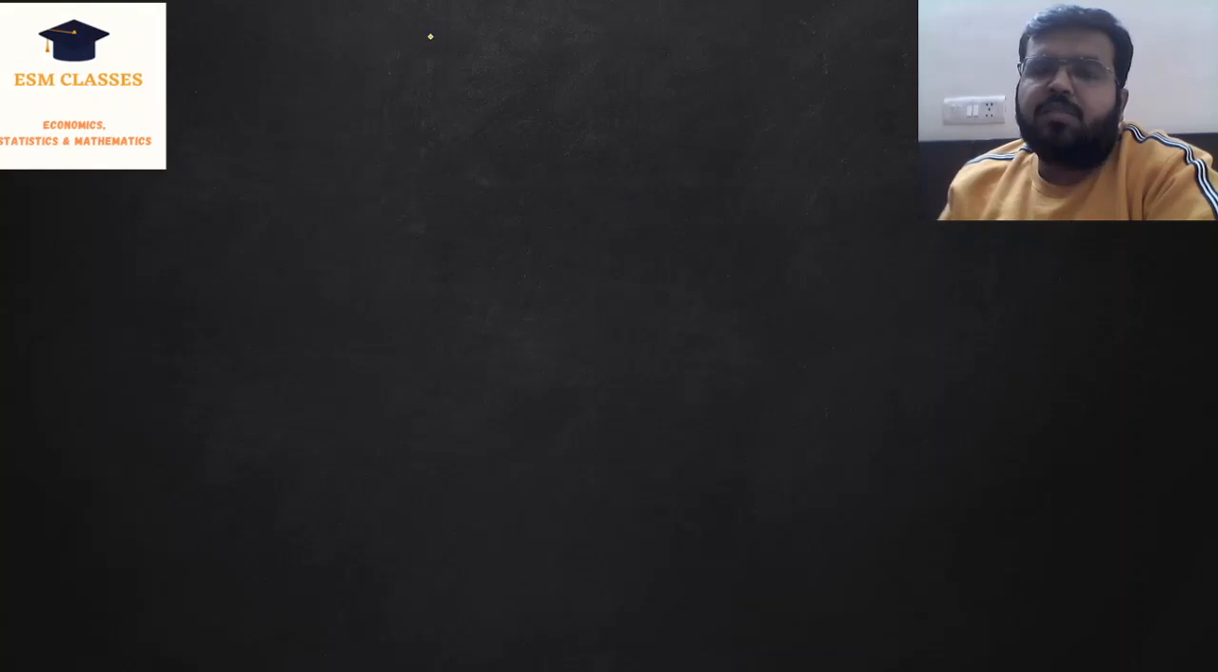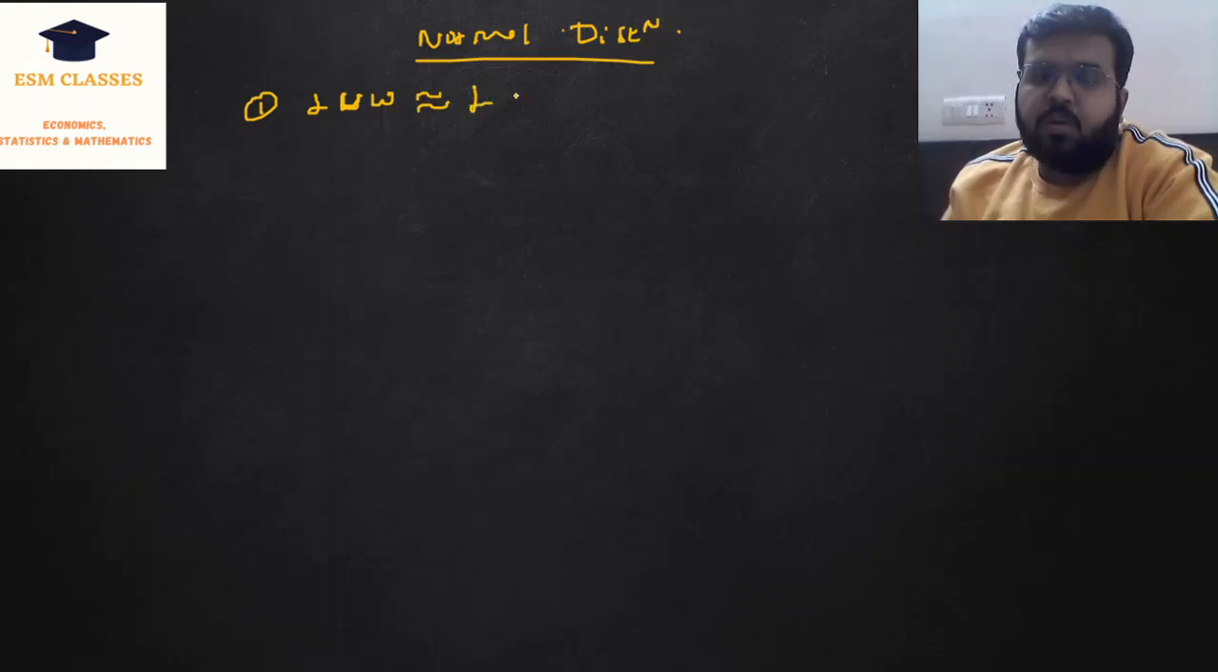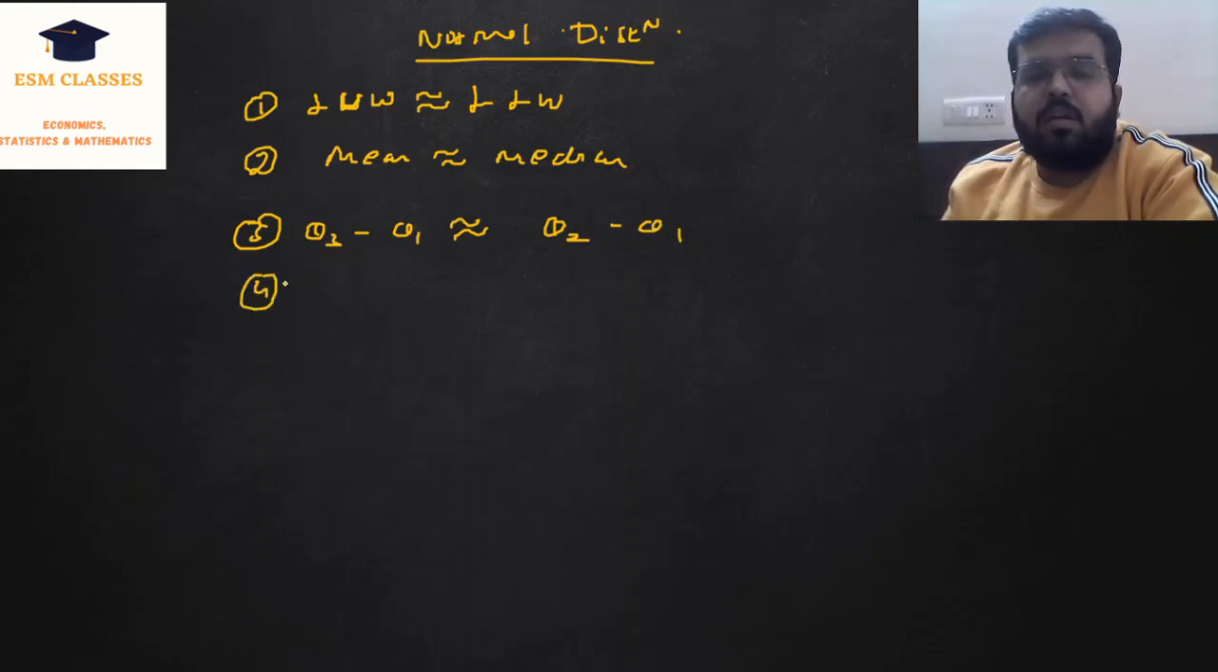Now, in the case of a normal distribution, basically, in this case, we are saying that, number one, approximately the length of the upper whisker is more or less equal to the length of the lower whisker. Again, approximately mean equals median. Approximately Q3 minus Q2 is equal to Q2 minus Q1, and there are no outliers. So basically your diagram will look like this.